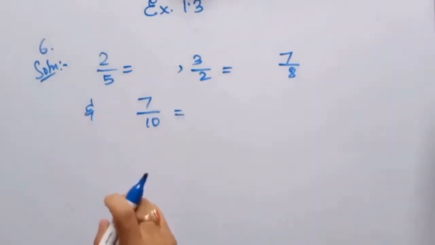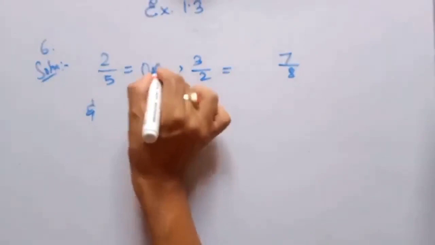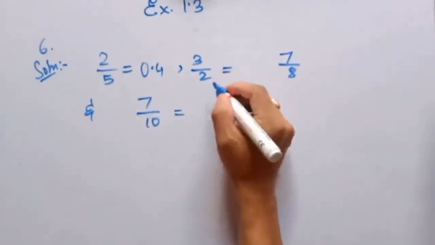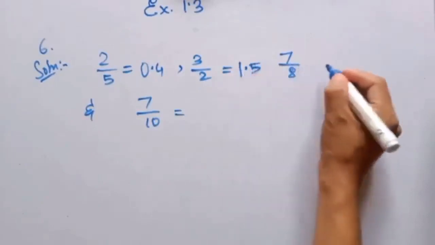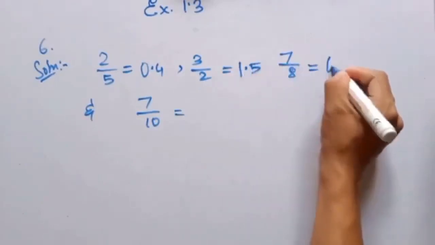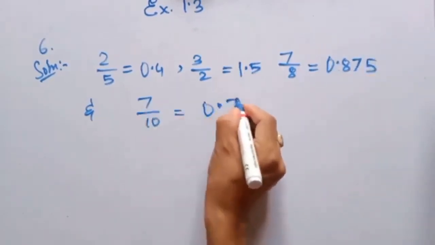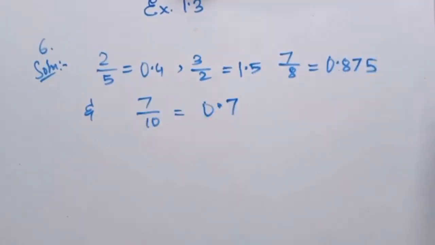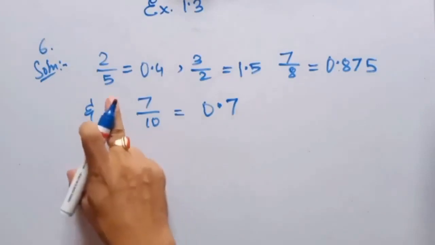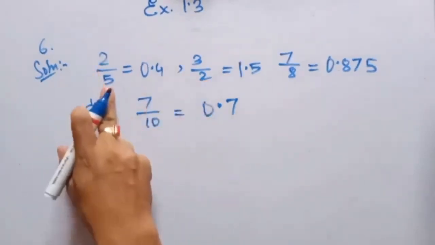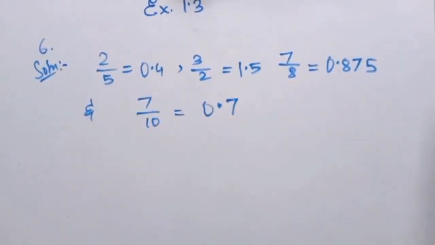So 2 by 5, after converting into decimal, we will get 0.4. 3 by 2, after converting into decimal, we will get 1.5, and 7 by 8 equal to 0.875, and 7 by 10, of course, is equal to 0.7. So here the question asks you to find the property which satisfies the condition of q, that is the denominator.